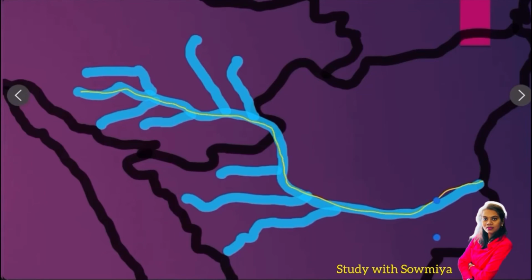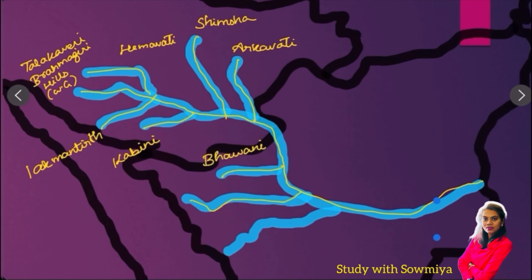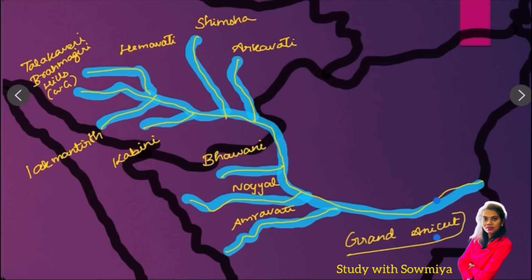The river Kaveri originates from the Brahmagiri hills of the Western Ghats. The place is known as Talakaveri. Its left bank tributaries are Hemavati, Shimsha, Arkavathi. Its major right bank tributaries are Lakshmanatirtha, Kabini, Bhavani, Noyyal, Amaravati. Grand Anicut was built on the river Kaveri, and the river Kaveri drains into the Bay of Bengal.